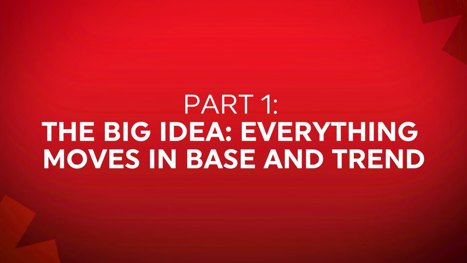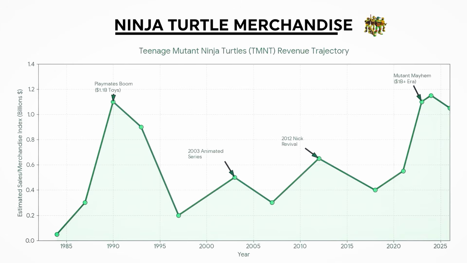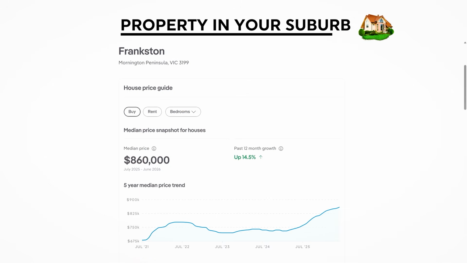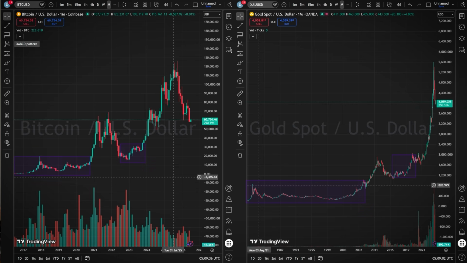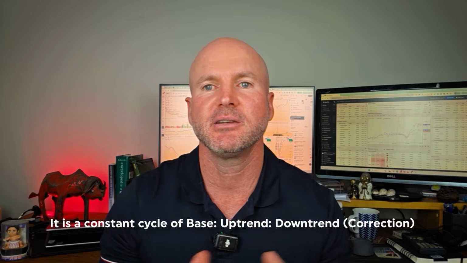Everything moves in base and trend. Here's the thing most people miss. Everything in life moves in bases and trends. Sales of Crocs shoes, Ninja Turtle merchandise, comic book values, tulips in the 1600s, property in your suburb, Bitcoin, gold. Look at any chart, zoom out, and you can clearly see the base and trend methodology in action. Every one of them has a period where nothing much happens, a base, followed by a period where everyone wants in, a trend. Then it tops out, corrects, builds a new base, and either does it all again or fades away. It is a constant cycle of base, uptrend, downtrend.